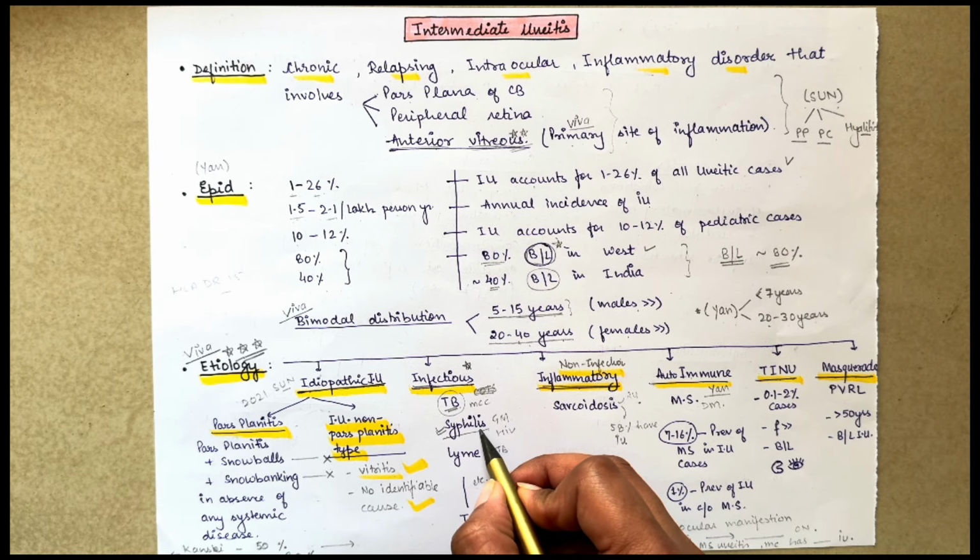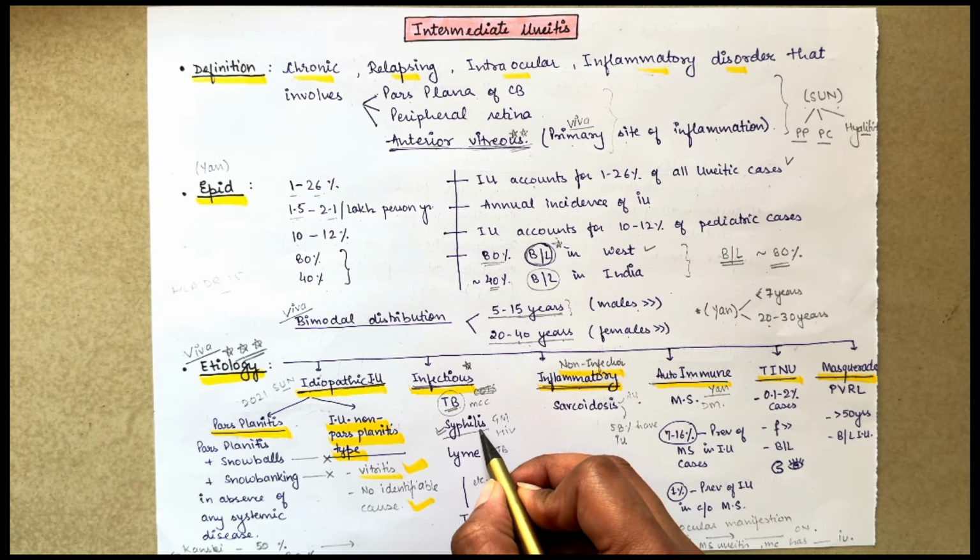I'm going to give you a mnemonic to remember all this. Just, I'm going to give you a trick. So it is intermediate uveitis. So you remember I. You remember for etiology everything is I. It is idiopathic. It is infectious. It is inflammatory. Then remember immune. Then remember TINU. And malignant. So you remember intermediate uveitis.